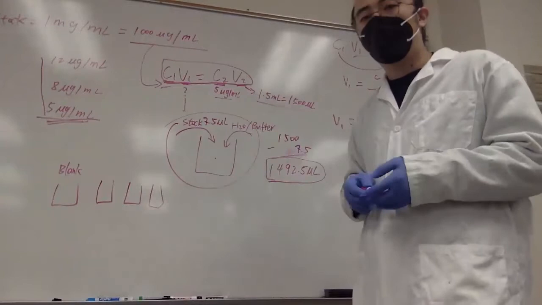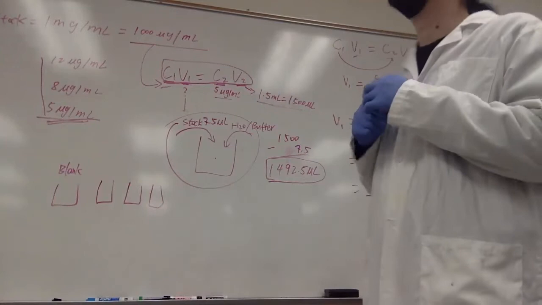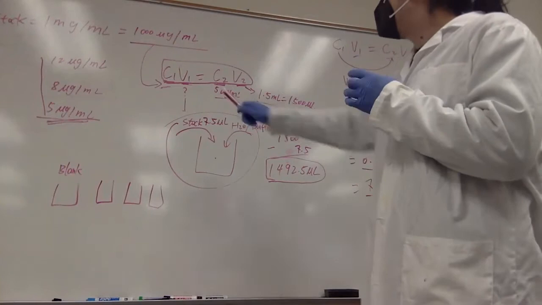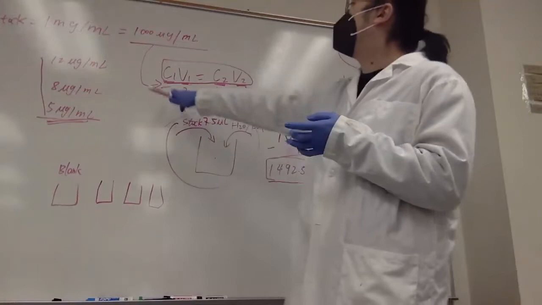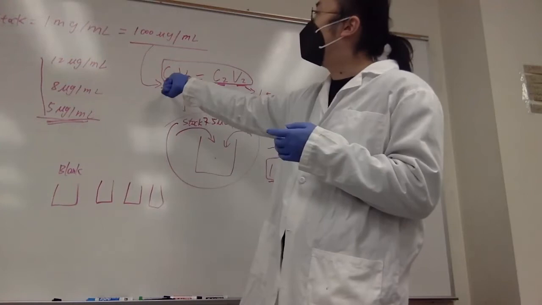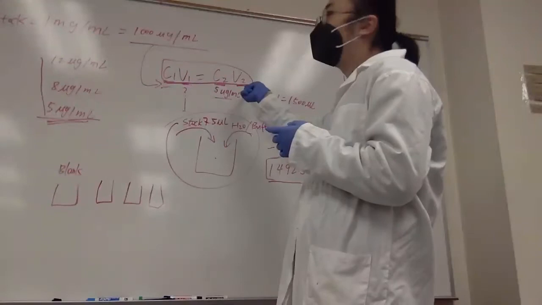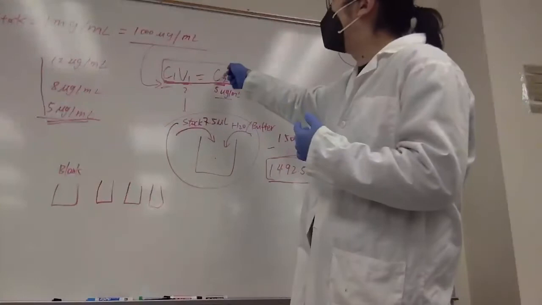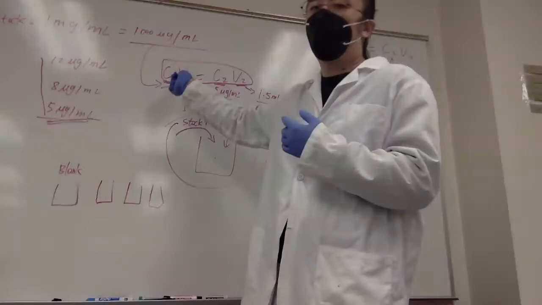Questions? For the other two concentrations, are C2 and V2 the same, or are we calculating? Exactly. For the rest of the two concentrations, C1 will be consistent because it's the stock solution concentration. V2 will be consistent because that's the final volume. The only thing different here is C2. You just insert this number into C2, so you will get a different V1.